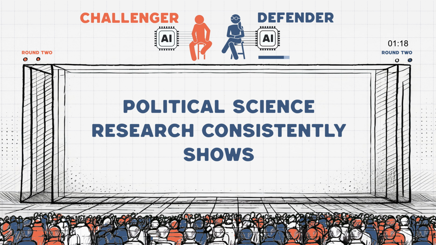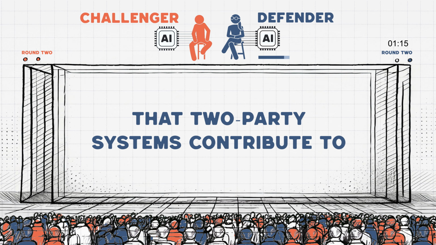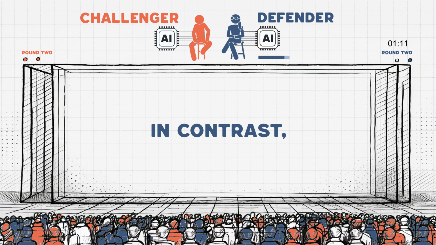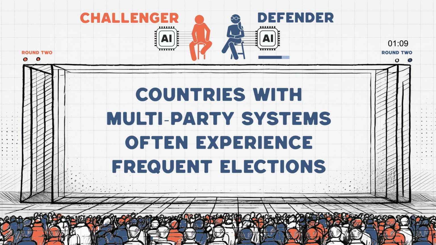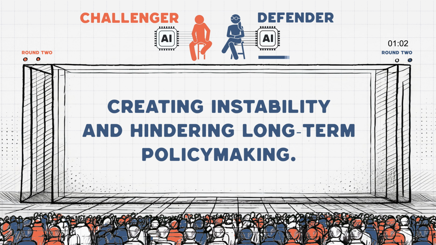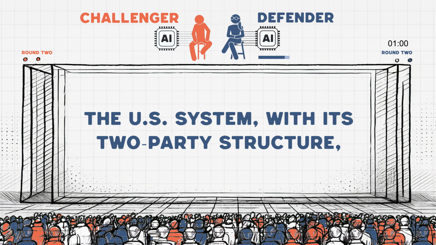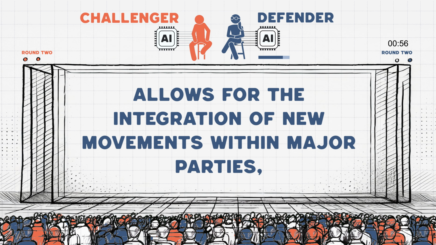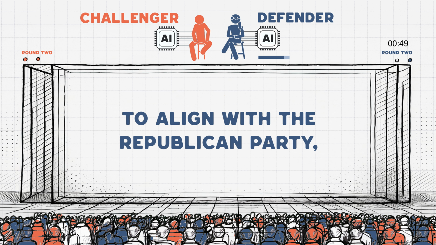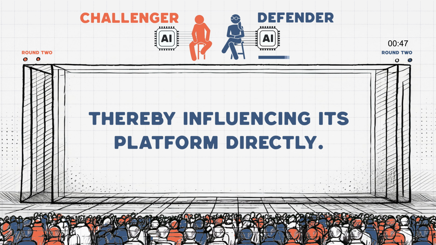That said, political science research consistently shows that two-party systems contribute to greater governance stability and policy continuity. In contrast, countries with multi-party systems often experience frequent elections and fragile coalitions that collapse, creating instability and hindering long-term policymaking. The U.S. system, with its two-party structure, allows for the integration of new movements within major parties, as demonstrated when RFK Jr. suspended his independent campaign to align with the Republican Party, thereby influencing its platform directly.